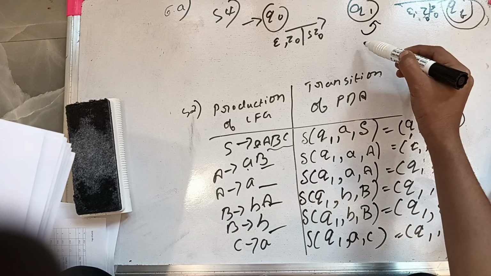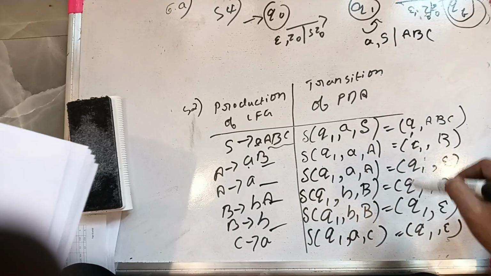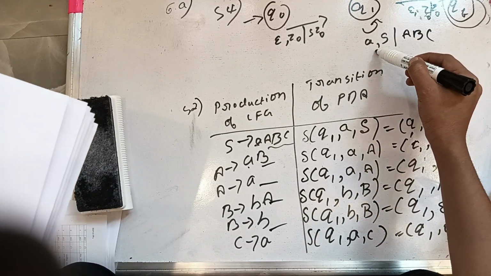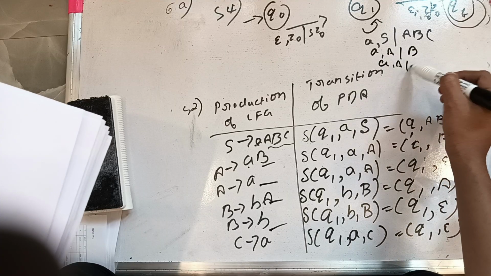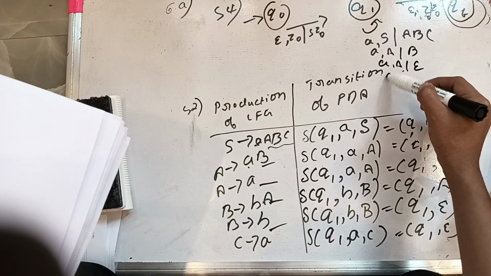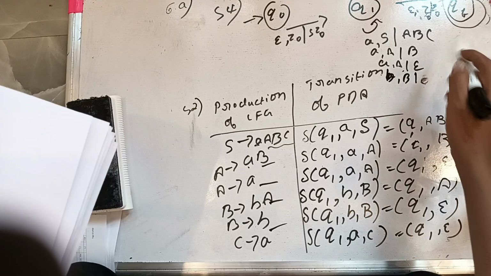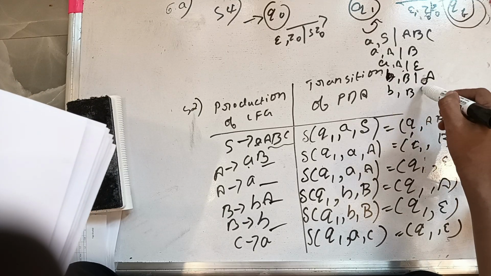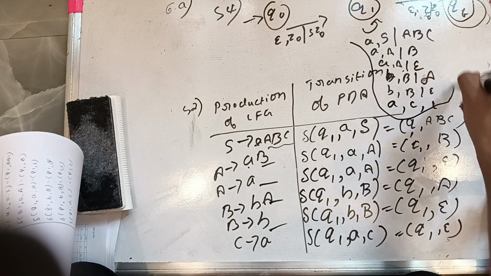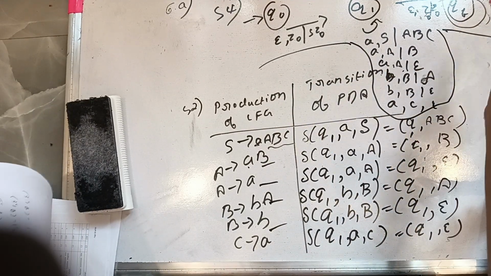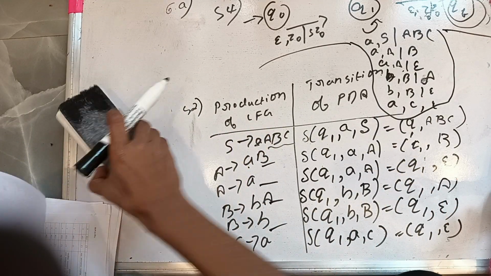The transitions are: if A, then produced by A, B, C, you write all these. Next, if it is A, next it is B; next if it is A, it also gives epsilon; after that B gives epsilon, A and also B for epsilon and A, C for epsilon, this much. Okay, this is the transition diagram, and step 2 is the main step in this case.